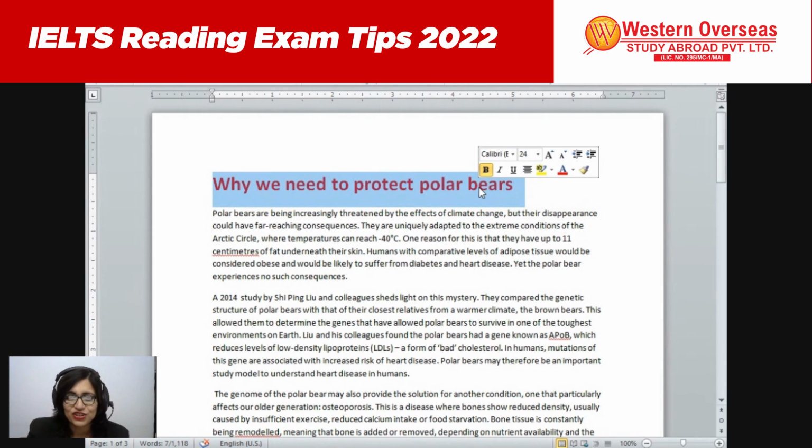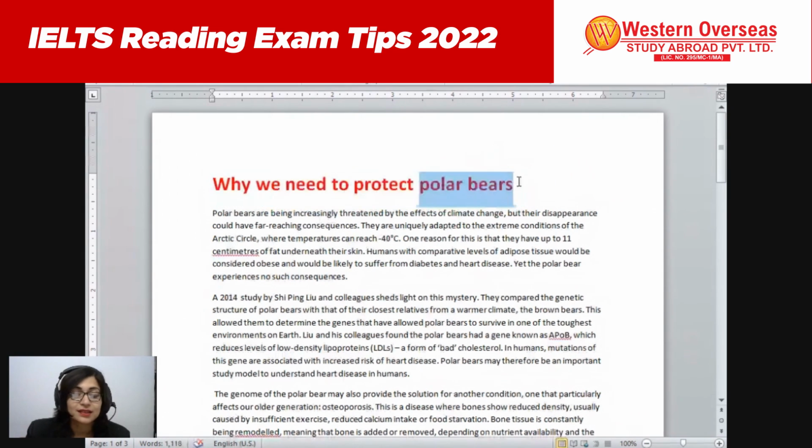Correct? So pay attention to the title. Always pay attention to the title, subtitle, or the picture given. Now, once we understand that the topic is about polar bears, and that it is about the why, we have different reasons for why to protect polar bears. The whole paragraph is going to be about polar bears, and there are some positive impacts of polar bears given in the whole paragraph. This is skimming the whole passage just by understanding the title.